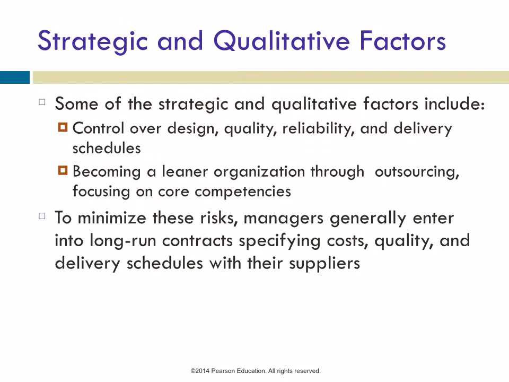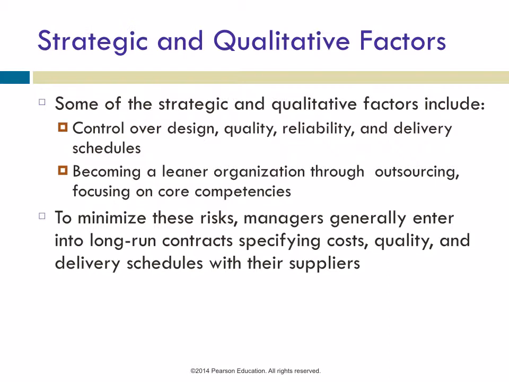Here's just a list of some of the strategic and qualitative factors that come into the analysis. These can be termed risks, and in order to minimize these risks, managers will sometimes attempt to make long-run contracts specifying costs, quality, and delivery schedules with their suppliers. However, that really only minimizes one side of the risk, and generally it's a safe bet.